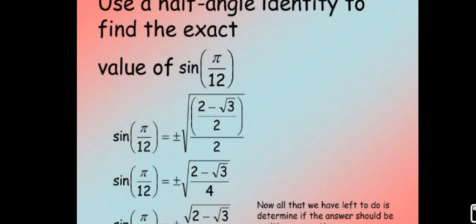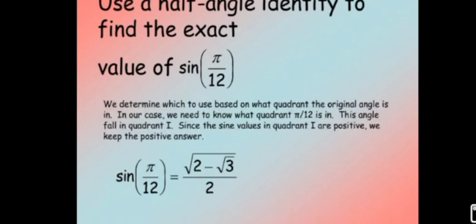Sine of pi over 12 is equal to positive or negative square root of (2 minus square root of 3) over 2. Now, all that we have left to do is to determine whether the answer shall be positive or negative. We determine this based on what quadrant the original angle is in. In our case, we need to know what quadrant pi over 12 is in. This angle falls in quadrant I, and since the sine values in quadrant I are positive, we keep the positive answer. Sine of pi over 12 is equal to square root of (2 minus square root of 3) over 2.